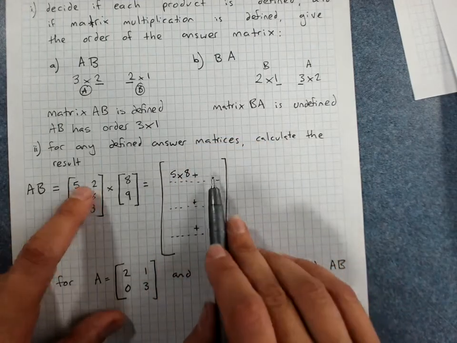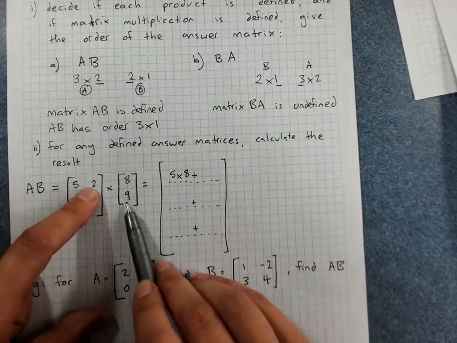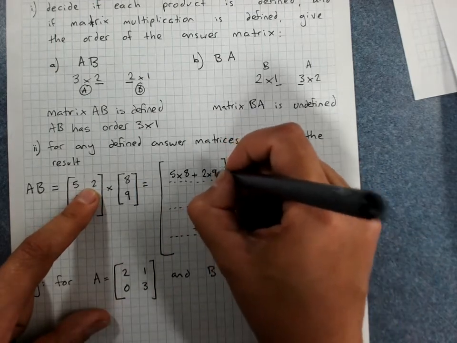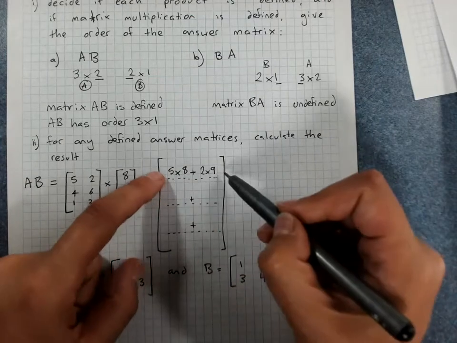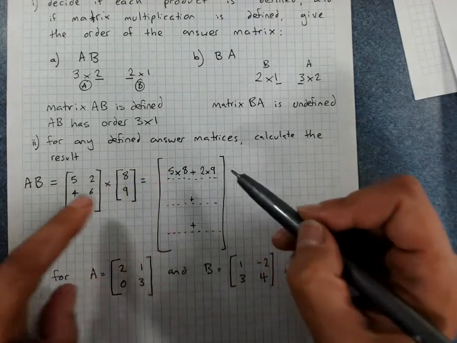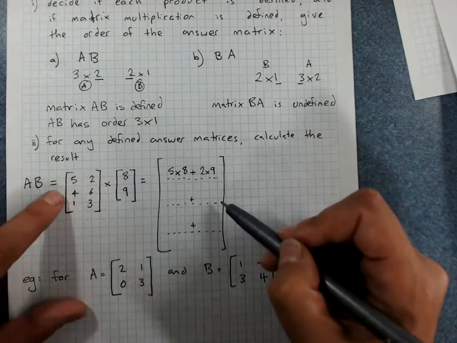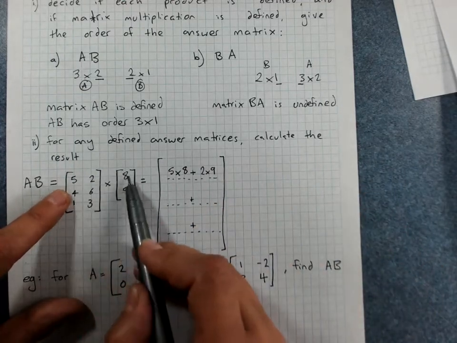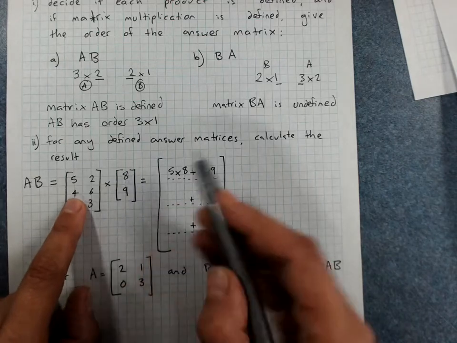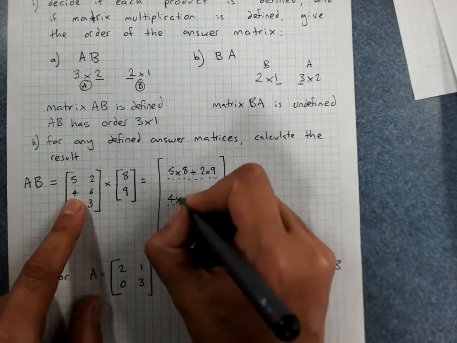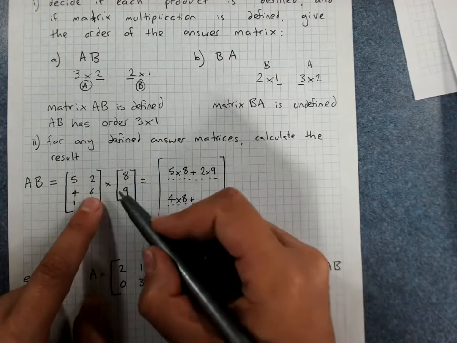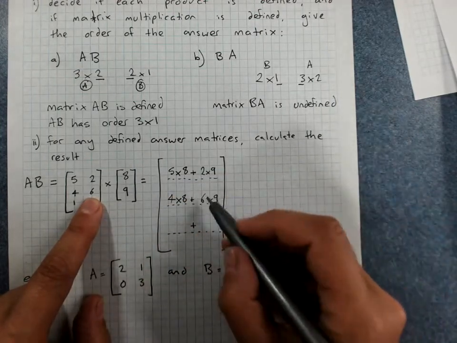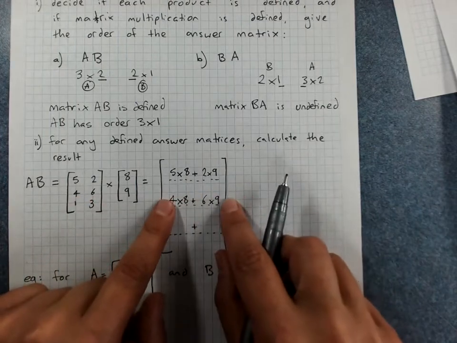Then, second thing in the row by second thing in the column. 2 times 9. We've done the first element. Next row, second row by that same column. 4 times 8, first thing times first thing. Then, second element times second element. 6 times 9. We've done the second element.